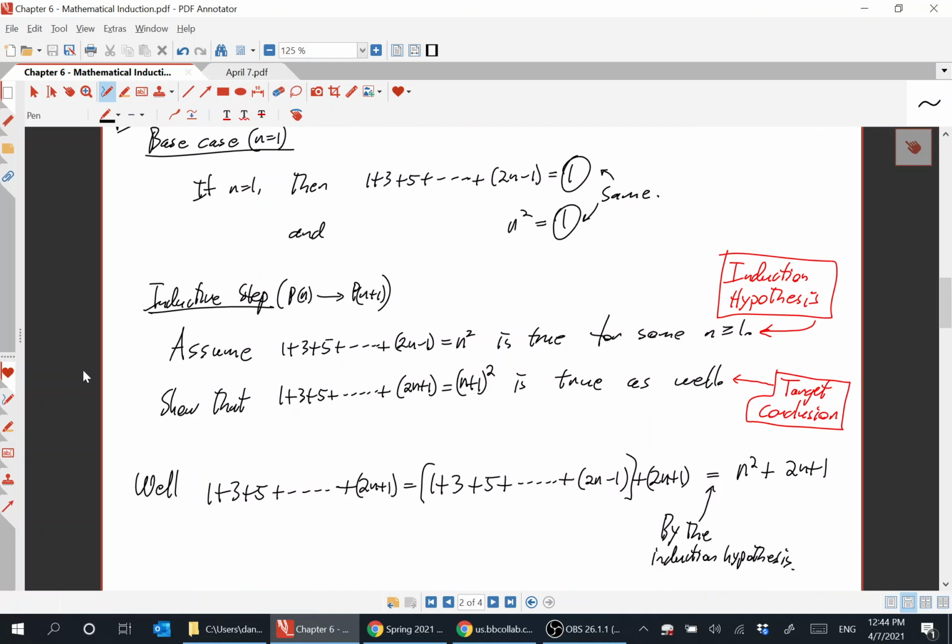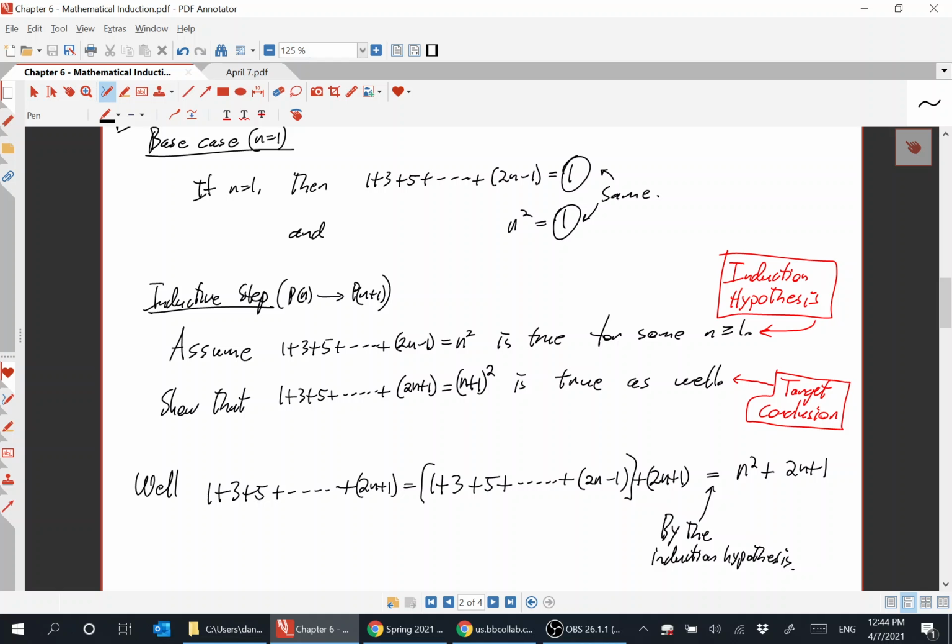Inductive step. So Pn implies Pn plus 1. In the inductive step, you need to write out, normally you do it by direct proof. So normally it's done with a direct proof rather than contrapositive or contradiction, although it could be done that way.